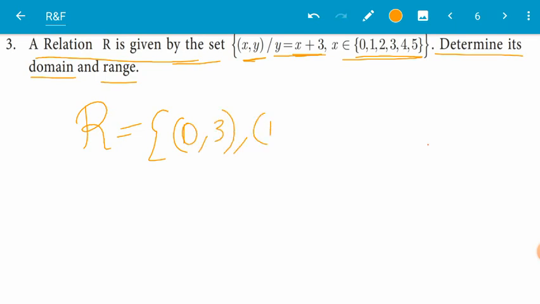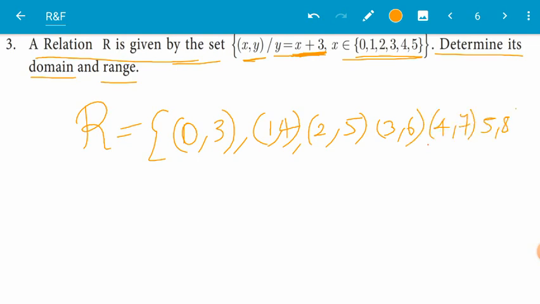Next you take 1. 1 plus 3 is 4. Next you take 2. 2 plus 3 is, see the function y is equal to x plus 3, so just add 3. So 5 will come. If you take 3, 6 will come. If you take 4, it will come 7. If you take 5, it will come 8. This is your relation R. Relation from x to x plus 3, yes or no? X to y, where y means x plus 3. So this is your relation.